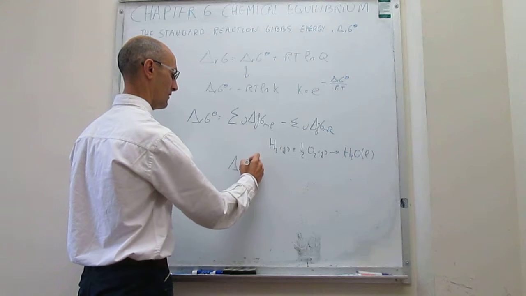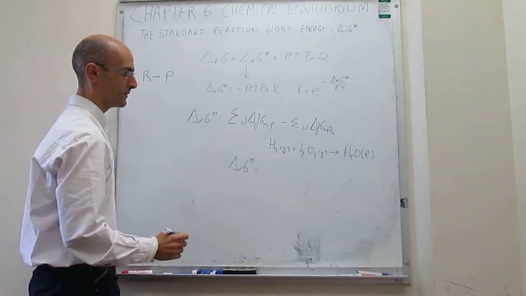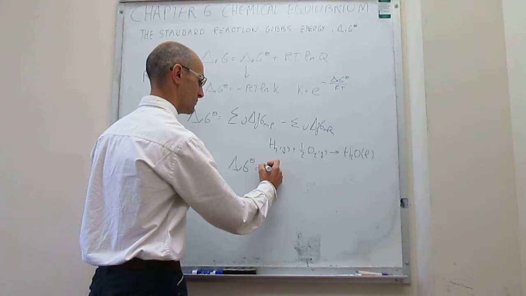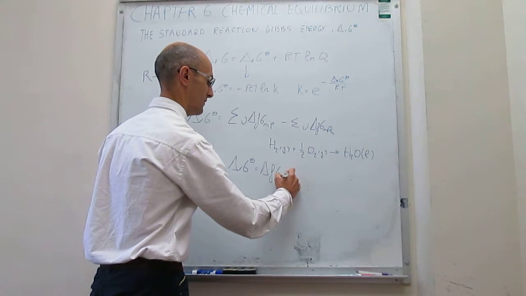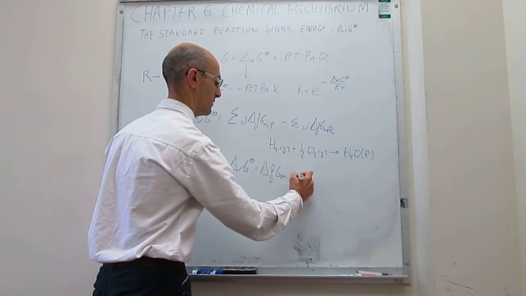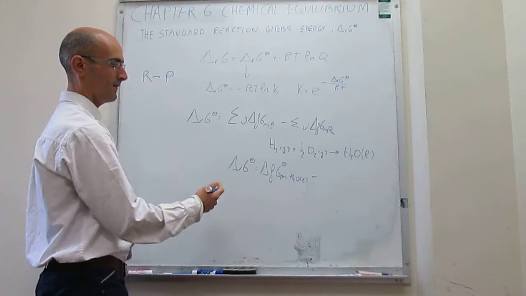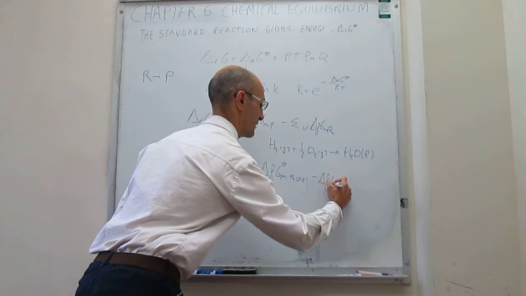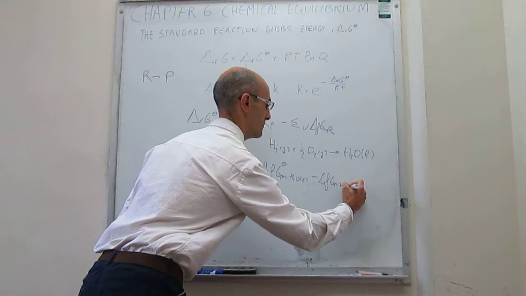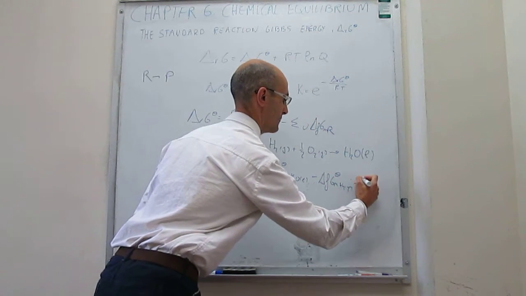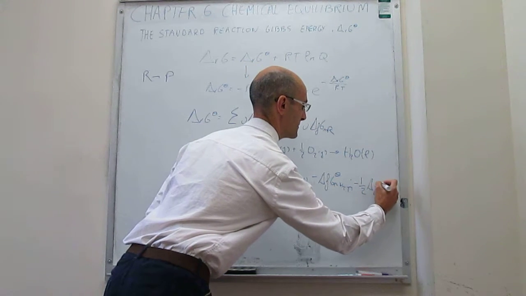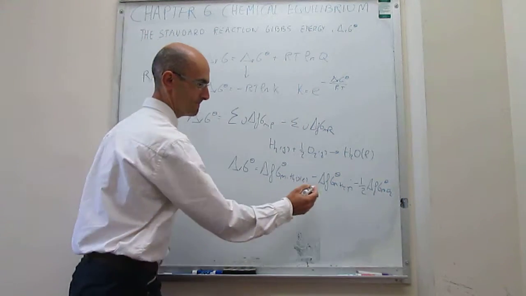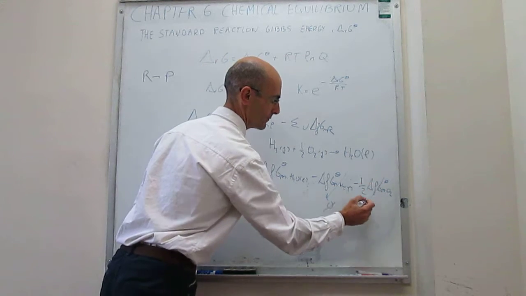Delta R G for this particular reaction is going to be equal to the molar Gibbs energy at standard state for the product, which is the molar Gibbs energy of liquid water at the standard state, minus the molar Gibbs energy of the reagents multiplied by the stoichiometric coefficient. So that will be the molar Gibbs energy of H2 gas at the standard state minus 1/2 times the molar Gibbs energy of formation of O2 at the standard state. But again, notice that by definition, this number is 0 and that number is 0.